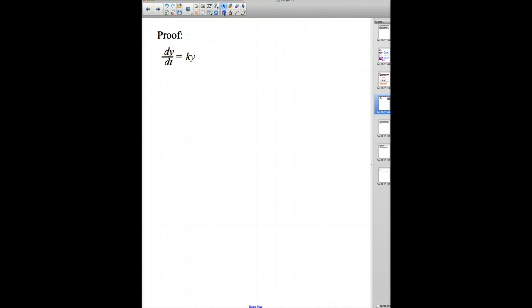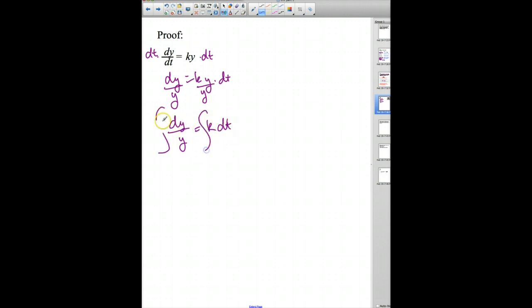Well, let's talk about actually how. So multiply both sides by dt. So I have dy equals k times y times dt. Divide both sides by y. So I have dy over y equals k dt. Now that k could really go on either side because it's not a variable, it's a constant. But let's keep it on the right side. So now that we've separated our variables, we have everything with a y on the left side and everything with a t on the right side.